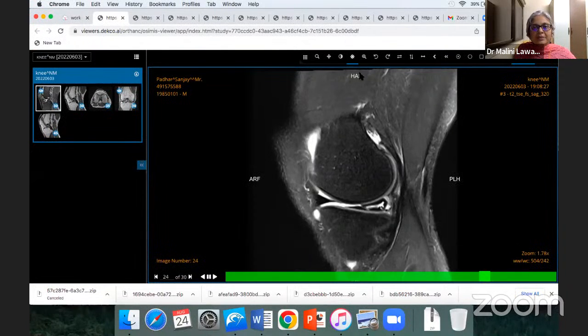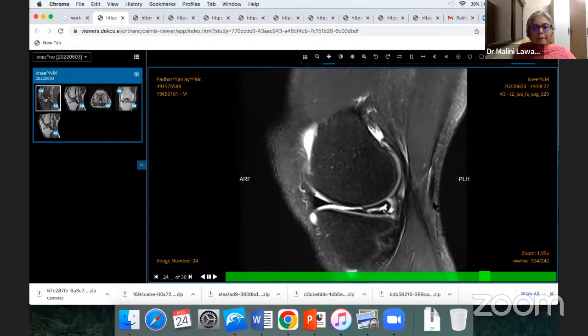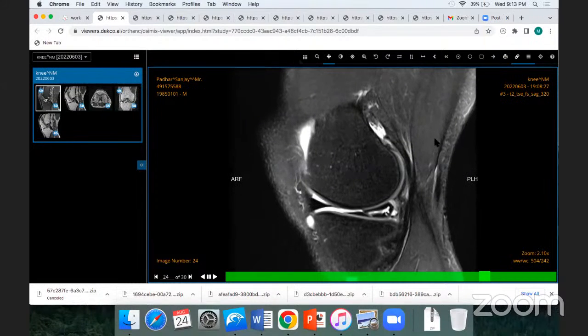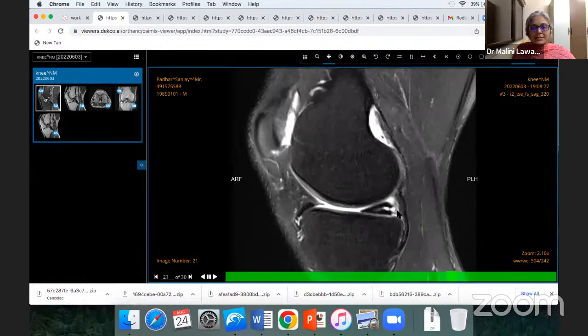Is my screen visible? Yes. Okay. So let's start looking at this case here.